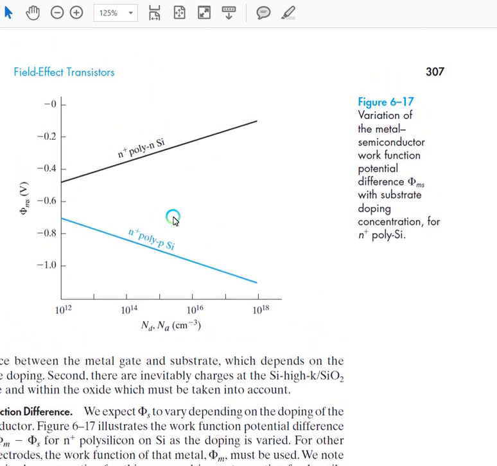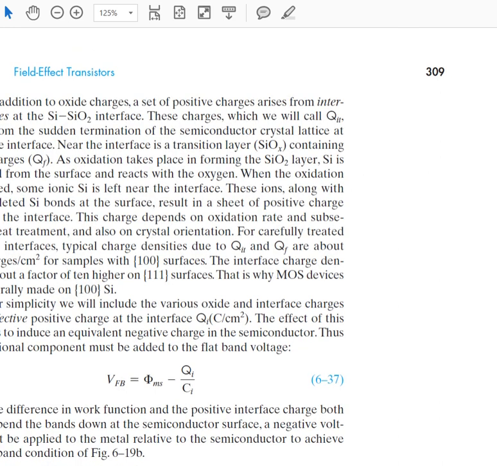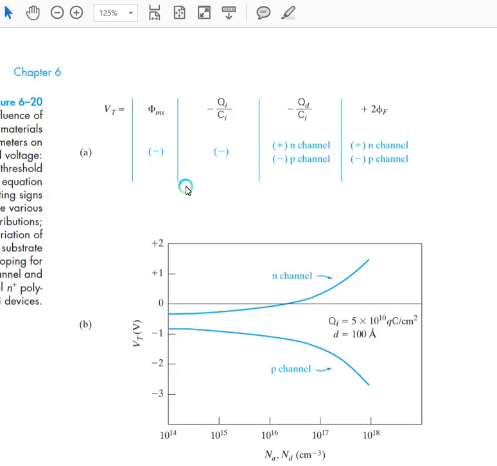Now, if we want to calculate the threshold voltage and we know the doping value, we can find the exact work function difference between the two materials. The work function difference will be negative. Figure 6.20 shows the influence of material parameters on the threshold voltage equation. The work function difference will always be negative, as explained in the figure. Qi by Ci, the interface charge, will always be negative.